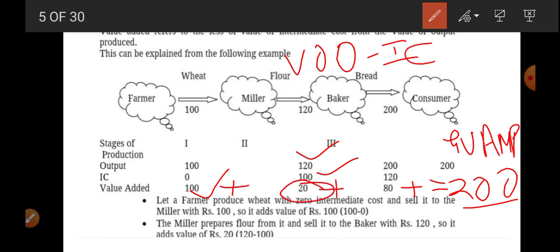Now the baker, he spent 120 on intermediate cost, and he sells bread at 200 rupees. So when we subtract, we get 80, that is, he has done value addition of 80. So when we add 100 plus 20 plus 80, we get 200. So this is the whole process of value addition.